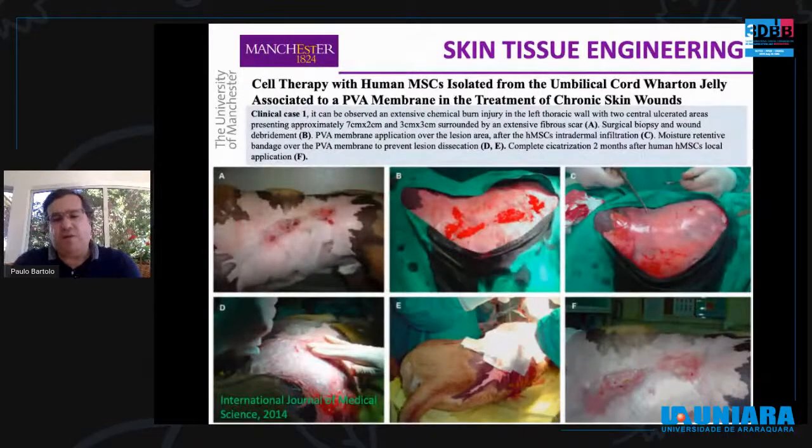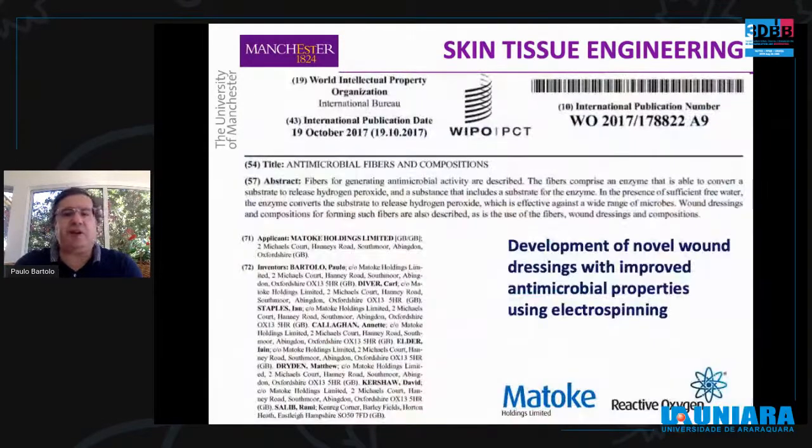We reported the first work a few years ago using polyvinyl alcohol membranes with umbilical cord cells to treat significant large skin lesions in animals, and we have a strong partnership also with a company in UK, Matoka Holdings, where we are using electrospinning to create wound dressings made with specific biocompatible and biodegradable materials, incorporating materials that are being developed in partnership with Matoka, with antiviral and antibacterial properties. It's a kind of a synthetic RNA being developed and incorporated in these wound dressings. And we had a couple of patents together with Matoka.